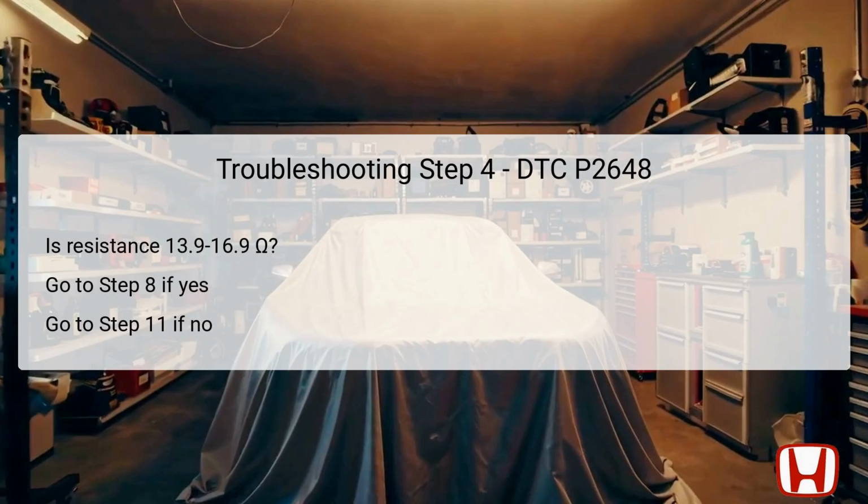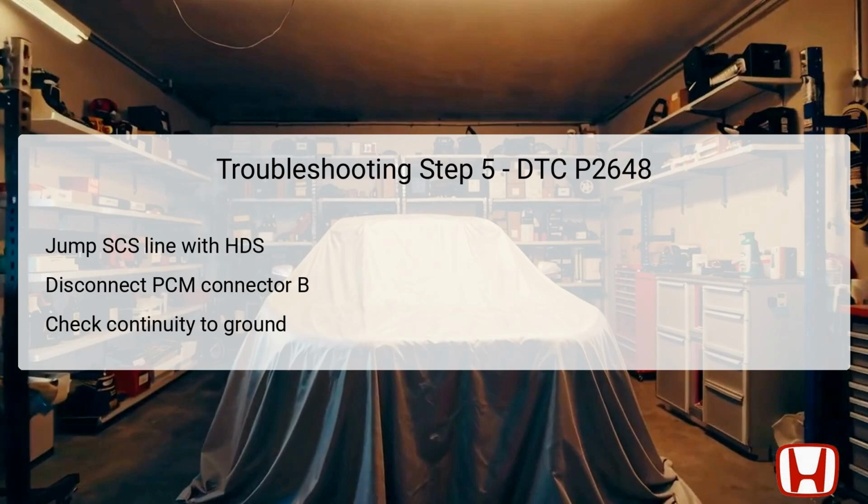PCM. In this step, utilize the HDS to jump the SCS line, which helps to bypass the normal operational pathway of the solenoid, allowing for diagnostic testing under controlled conditions. After this has been set up, the next action is to disconnect the PCM connector B, which is a 49-pin connector linking the PCM to various components throughout the vehicle.